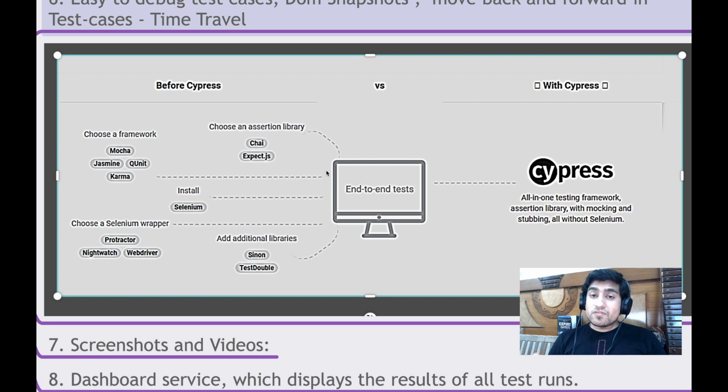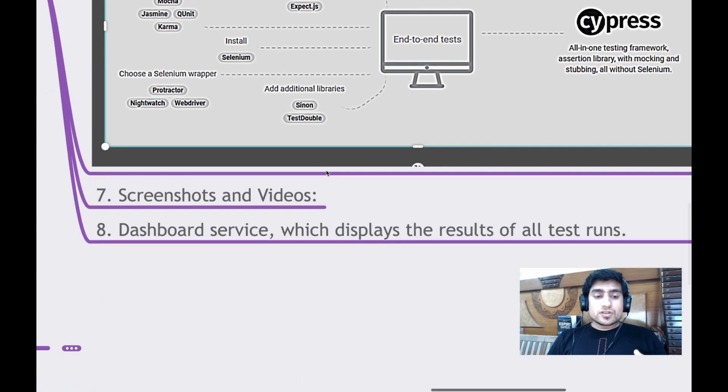That's why it is becoming very popular in a very short duration of time. Right now we are even using certain parts of it. For example, a few of the test cases are running in Cypress because we wanted faster execution. The seventh advantage of Cypress is screenshots and videos.